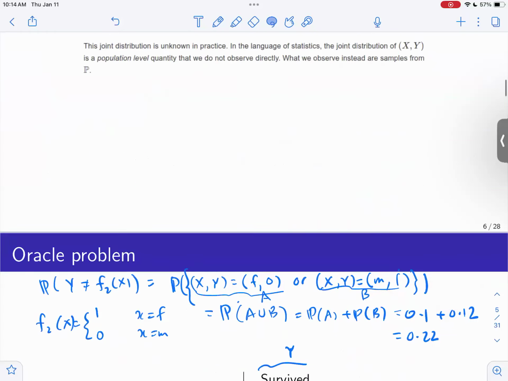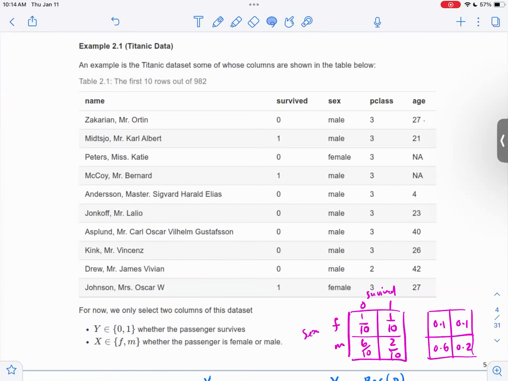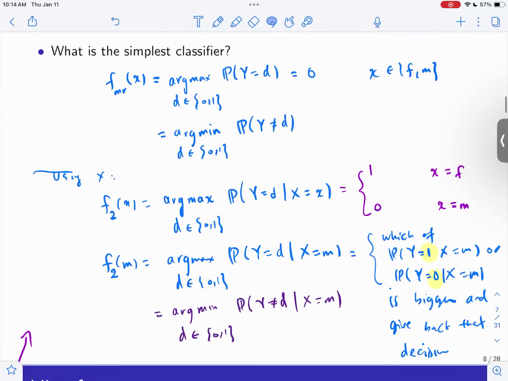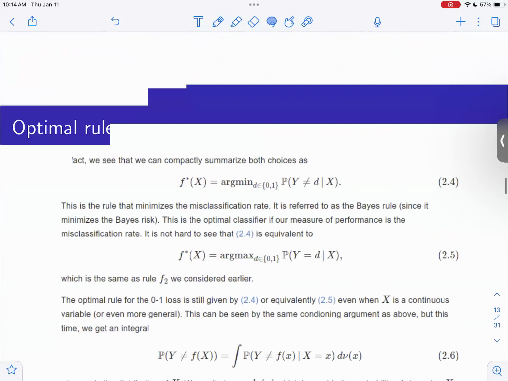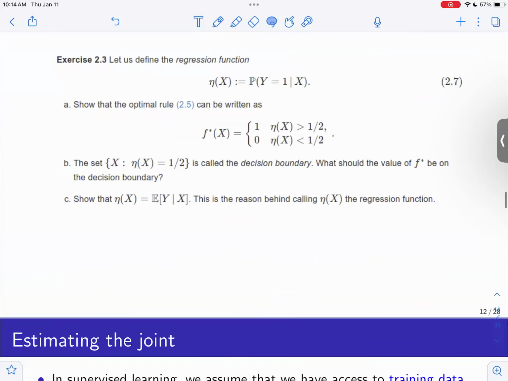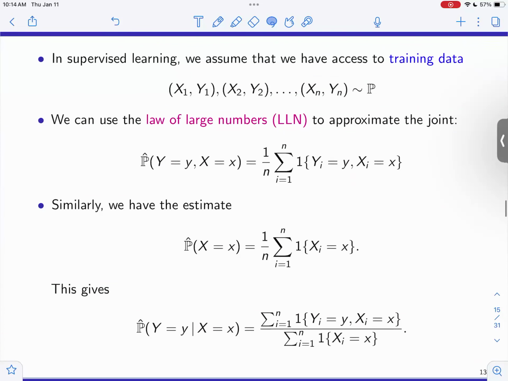So you go and count how many combinations of different values you observe. For each combination, you record how many you observed divided by the total number. This we can represent using indicators. This is the idea of the optimal classifier. I'm going to come back maybe to this. So in supervised learning, you actually have access to training data. You observe an IID sample from this P. Each pair is an independent draw from P. You can think of it as one row of that table.